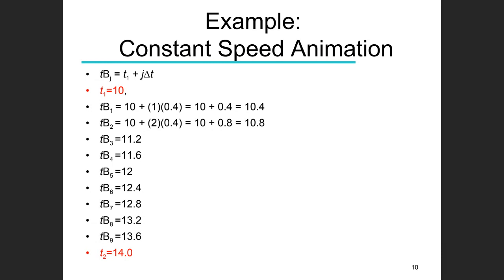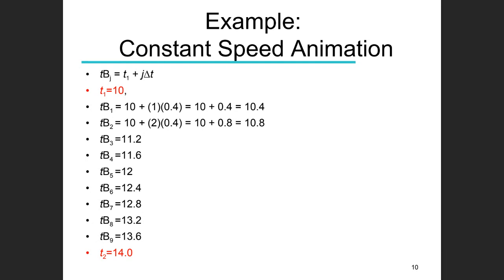Similarly, using the same equation and just changing the value of the parameter j, we can find the time for the second in-between, called TB2. In this equation we are just changing the value of j. T1 remains the same and delta T remains the same. So we show the second in-between at time 10.8. Similarly, we can do the calculation for the third, fourth, fifth, sixth, seventh, eighth, and ninth in-between frames.